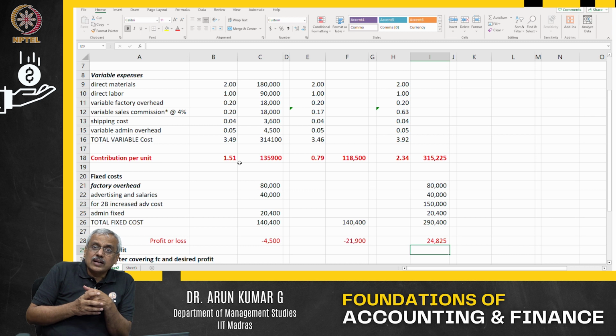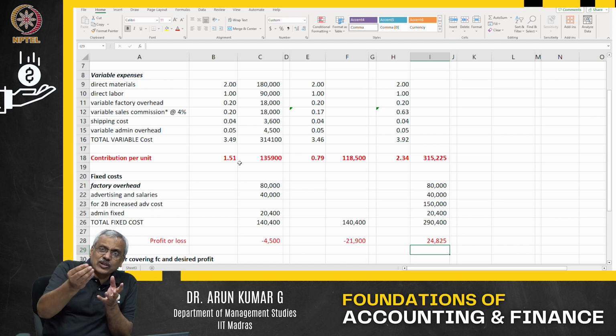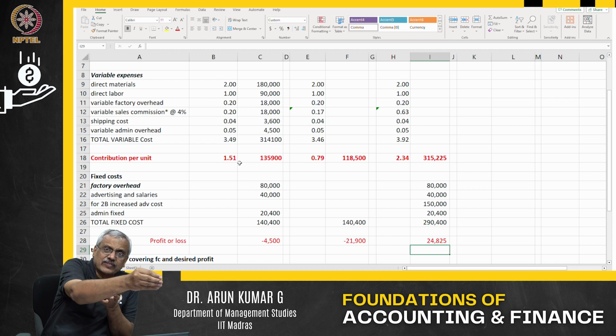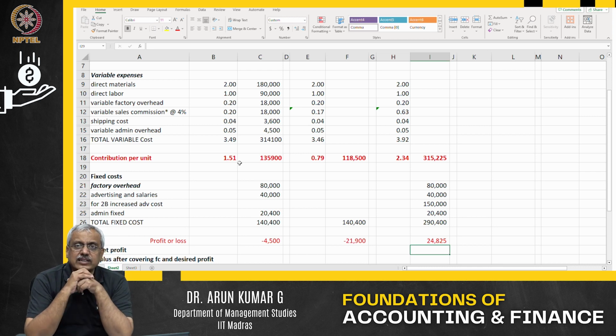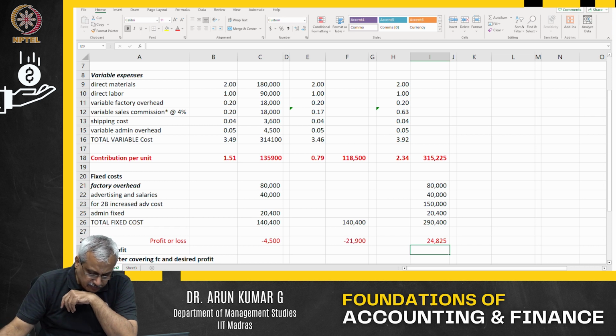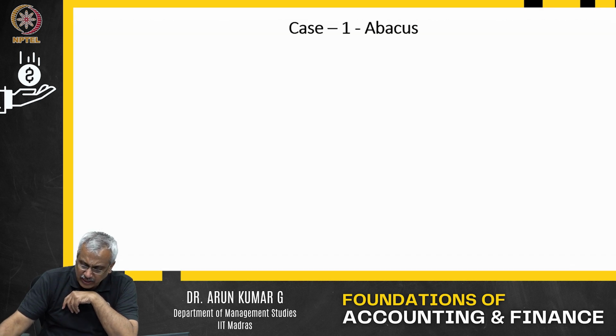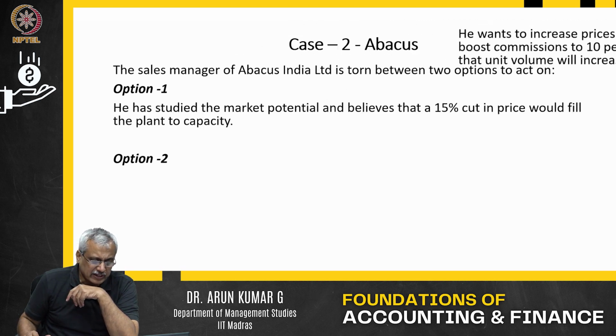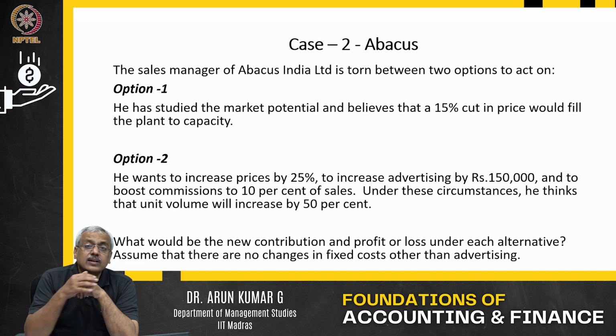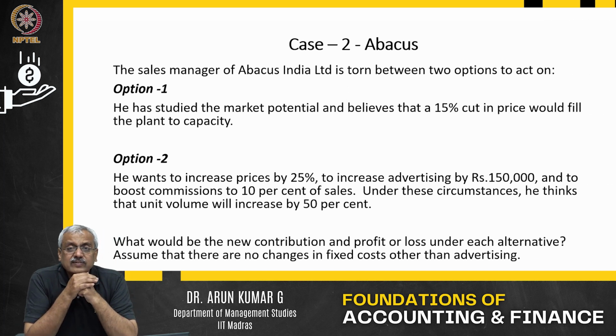I don't know. Number 2 is, we also wanted to know what every unit that you manufacture is contributing towards covering the fixed cost and the profit. So based on that, we went ahead with the second option. There are 2 options we tried out here, option A and option B. Under option A, we studied that we just cut the price by 15% so that we can operate at full capacity, and then we tried to work out whether you are profitable or not.